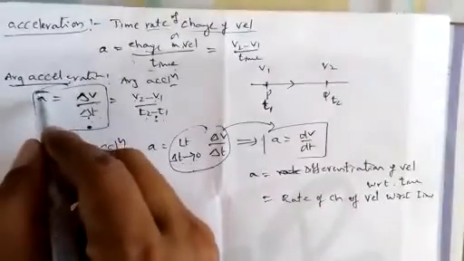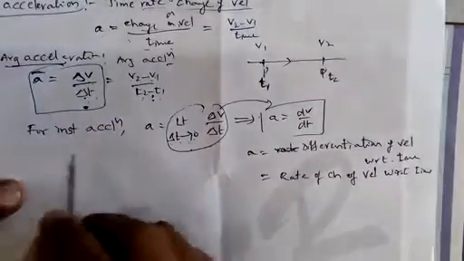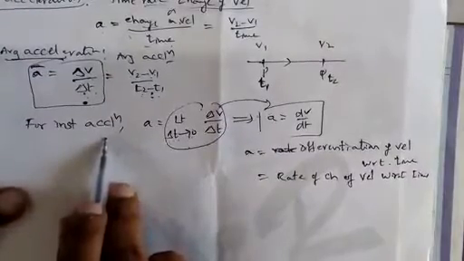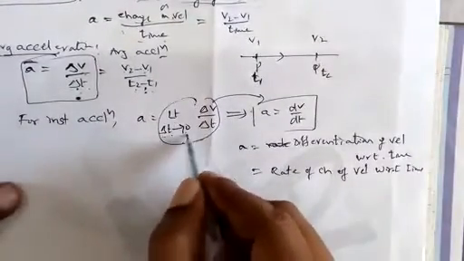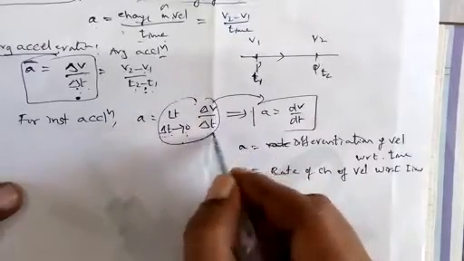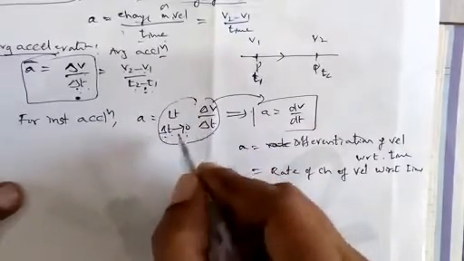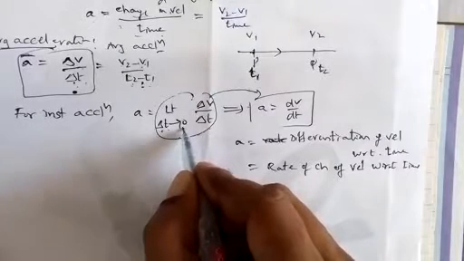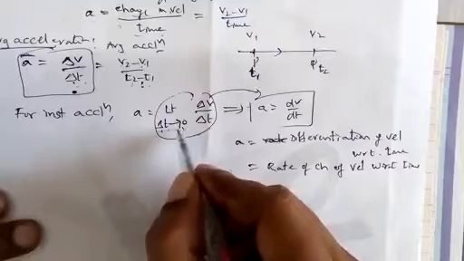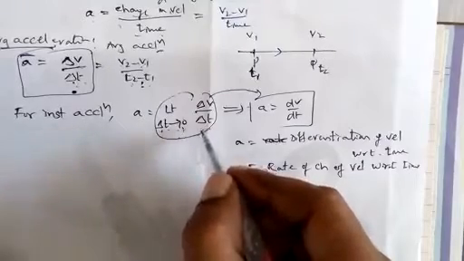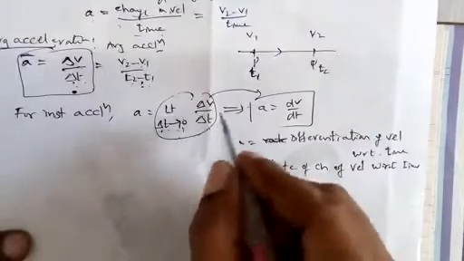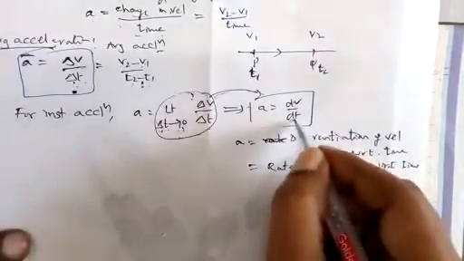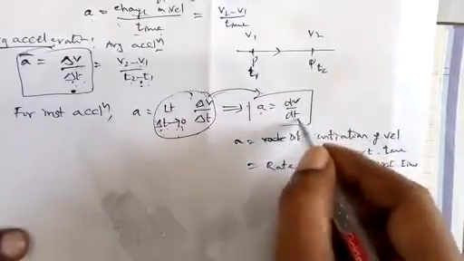Average acceleration is indicated by a bar. I want instantaneous acceleration. To get instantaneous acceleration, we take the limit delta t tends to 0 of delta v by delta t. Yesterday I said limit delta t tends to 0 means time is not equal to 0; time is made smaller and smaller. When time becomes smaller and smaller, we get the velocity at that particular instant. That is why we are taking it. Mathematically, this converts into dv by dt. So acceleration is dv by dt.